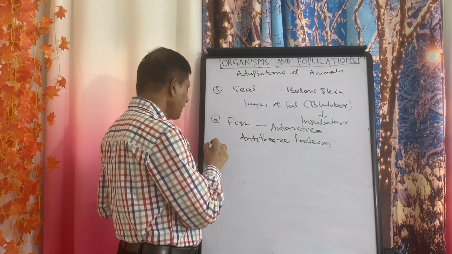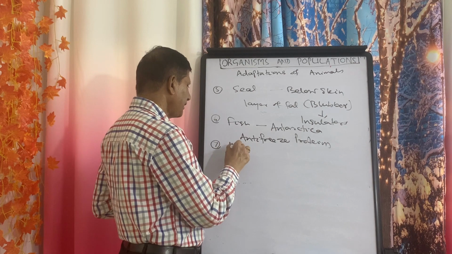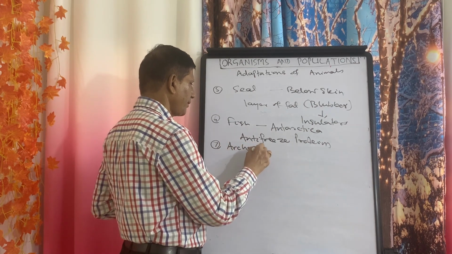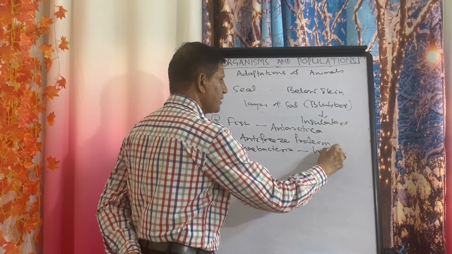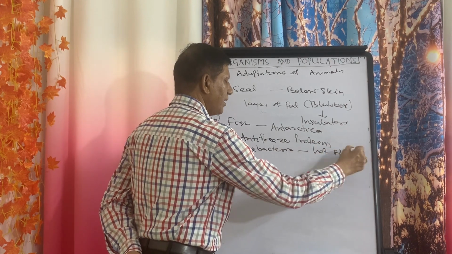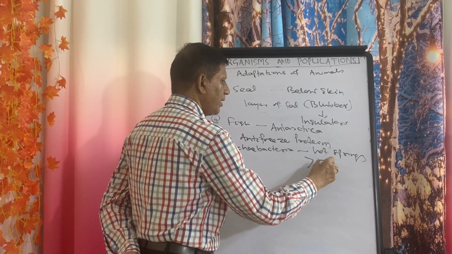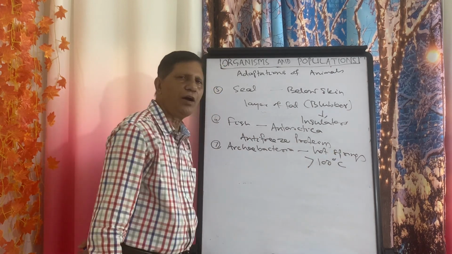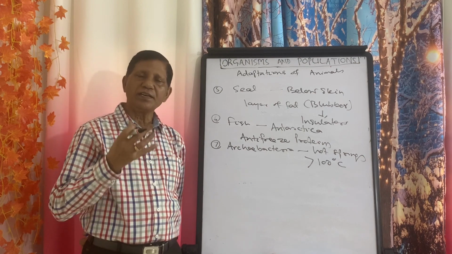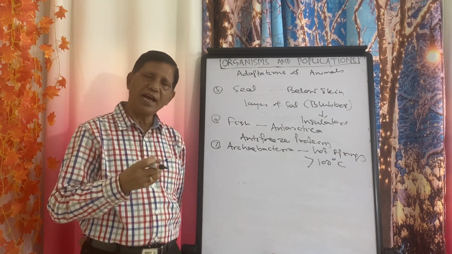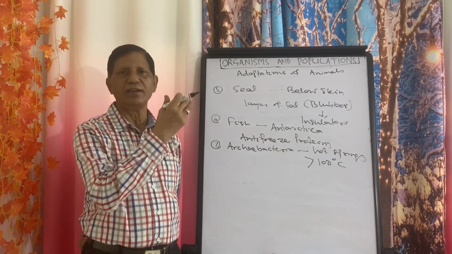Then take the case of archaebacteria. Archaebacteria survive in hot springs, that means above 100 degrees centigrade. How is it possible? We cannot survive. But how do they survive? Because they contain enzymes. You see, their enzymes can function even at that high temperature.